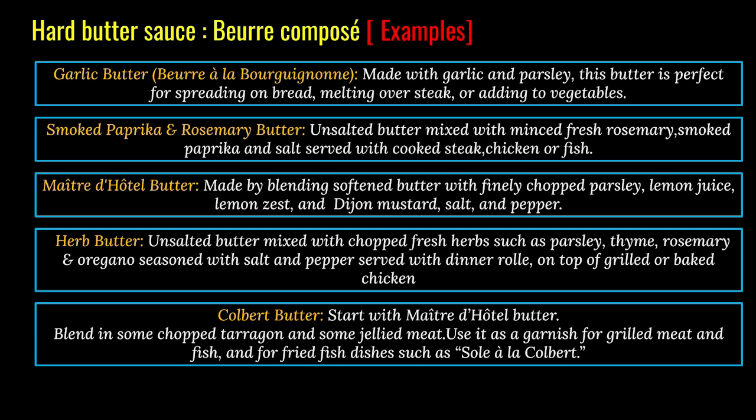So if you are asked the difference between maître d'hôtel butter and Colbert butter, it is made in the same way, but the only thing is that in the Colbert butter there is addition of tarragon and jellied meat or meat base. Taste is the same as maître d'hôtel butter. Clear? Now let us switch over to another one.